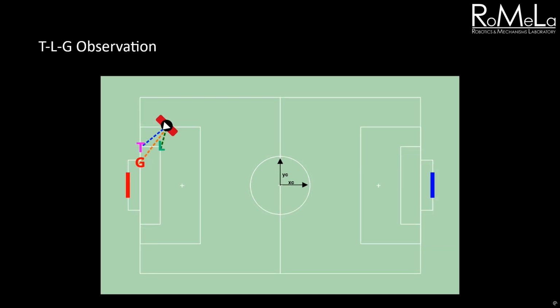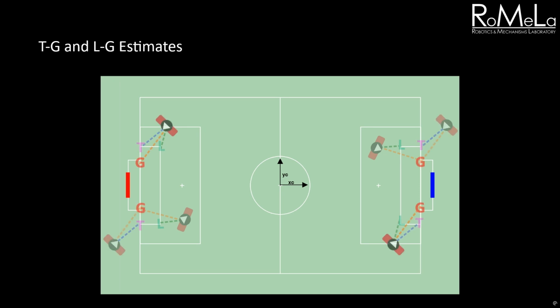Assuming now that our robot only sees a T, L, and a G, we can make estimates of where the robot is based on the a priori known map of the soccer field given in the previous slide. So for example, if we only see a T and an L, we get 4 possible estimates. For the G and T pair, we get another 4, and for the L and the G pair, we get another 4 estimates.